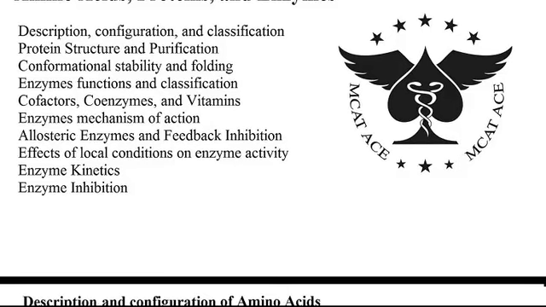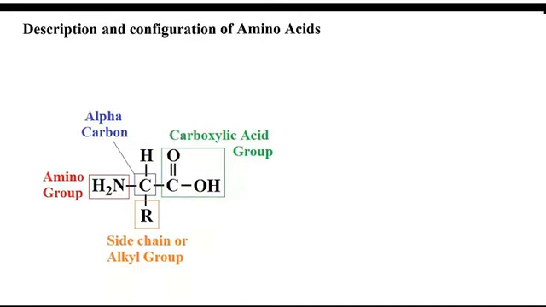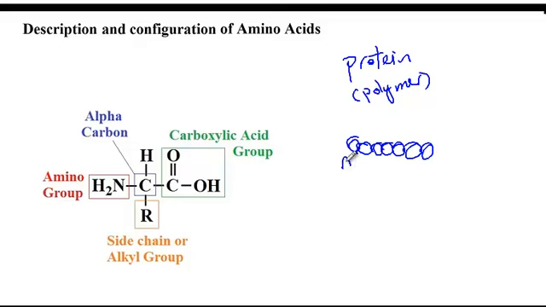Now, with that outline in mind, let's start with describing the configuration of amino acids. So basically, proteins are polymers of amino acids. And what polymer means is a molecule that is made of a large number of similar units. So in this example, we have a protein which is a polymer because it's made of many amino acids that are bound together. These are amino acids, and each amino acid here we can call a monomer. So a polymer is made of many monomers that are brought together.